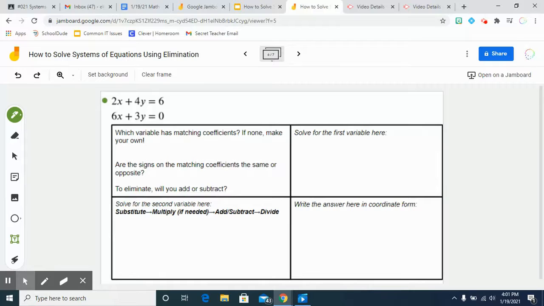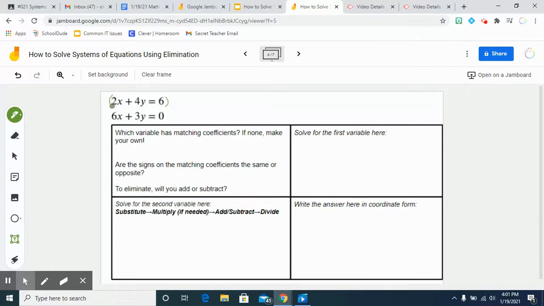We've got 2x plus 4y equals 6, and 6x plus 3y equals 0. So we've already established in our previous slide that there are no matching coefficients here, so we have to make our own. And we do this by first looking at our x and asking ourselves, does one of these x's evenly multiply into the other x? And in this case, that's true. 2 can evenly multiply into 6. And 2 can multiply into 6 3 times.